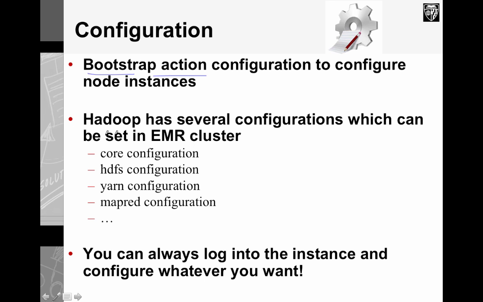Then there is also Hadoop configuration. Hadoop has several configurations. There is core configuration, HDFS configuration, YARN configuration, MapRed configuration. There is Hive configuration, Pig configuration. They're all these different site files: core-site.xml, hdfs-site.xml, yarn-site.xml, mapred-site.xml, hive-site.xml. Those configuration files can be updated, can be changed when you create the cluster. You can set those values as part of cluster creation.